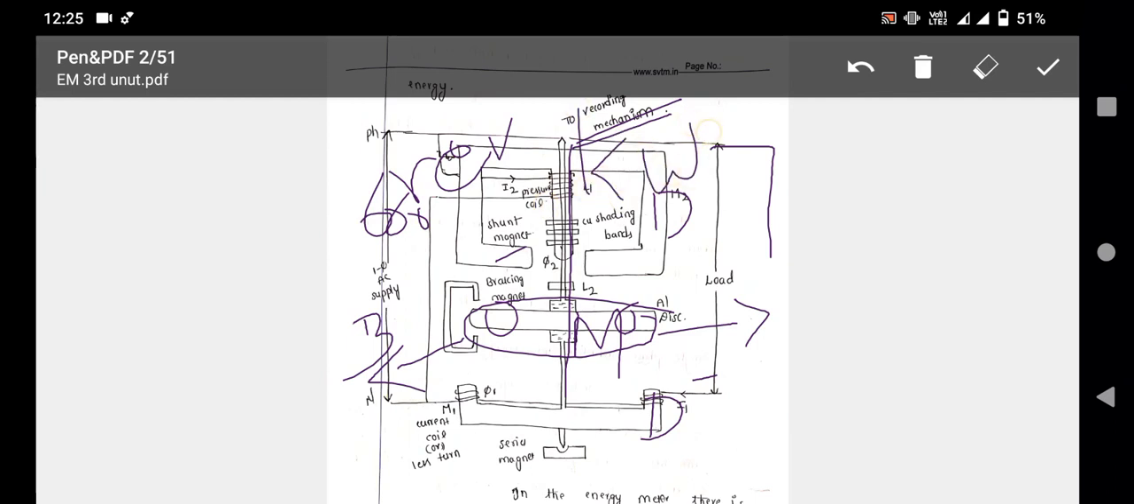Meter constant 600 revolutions per kWh. If it is 600 revolutions per kWh, what does it mean? When the aluminum disc rotates 600 times, then 1 unit will be consumed. 1 unit means what? 1 unit means 1 kWh. We have to remember that one unit is exactly 1 kWh. 1 unit means 1 kWh. That is a very important point.